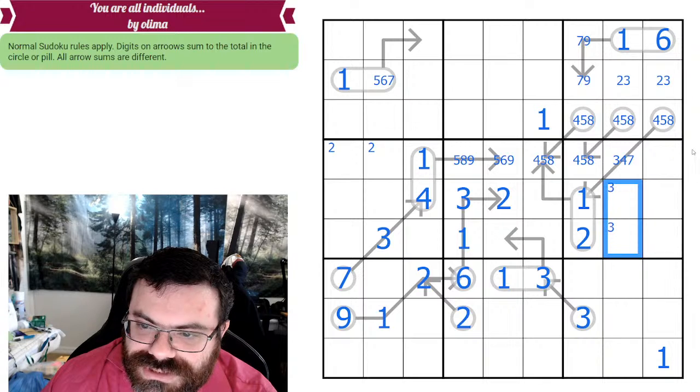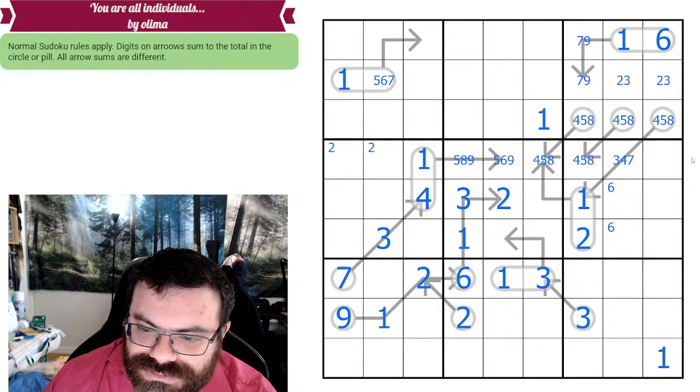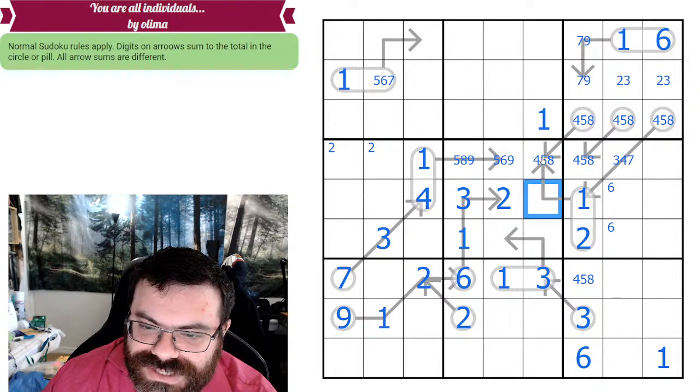Probably doing this way too slow. It's alright. 6 goes here. This is 4, 5, or 8. So we're adding to 12 with a 4, 5, or 8. So that's either 4, 8, or 8, 4. Can't be 8, 4. Or it's 5, 7.